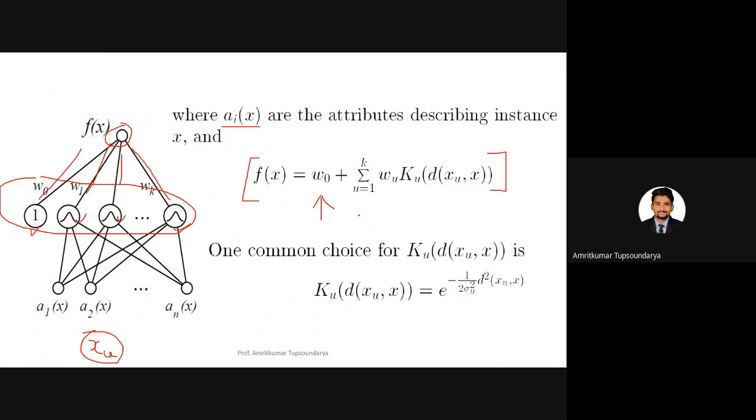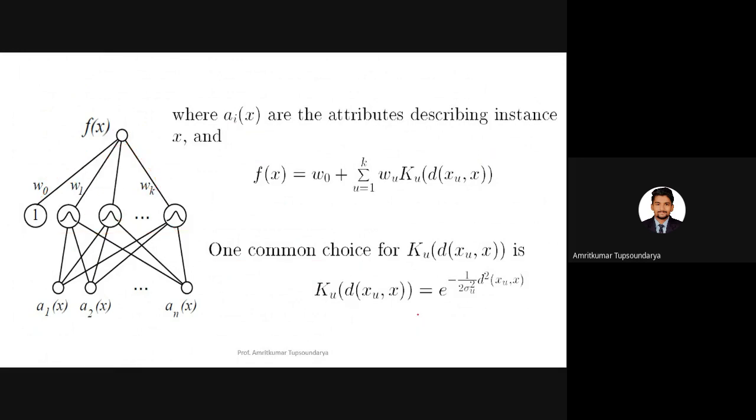One common choice for this kernel function is using this formula, right? This is the defined formula. You can say that it is centered at the point xu with some variance. That variance is mu. Let me draw it: mu u square, right? So this is the variance that we are trying to put here.